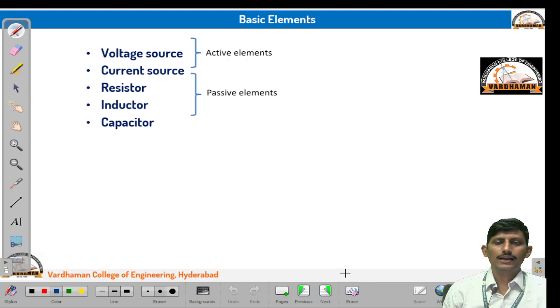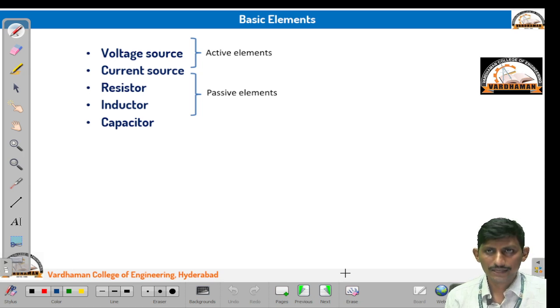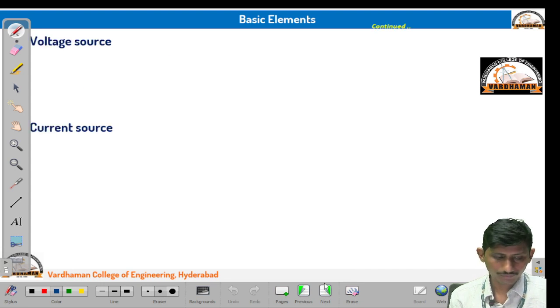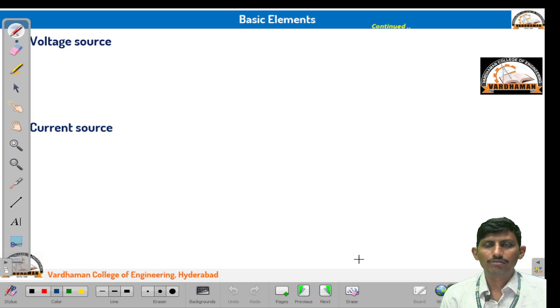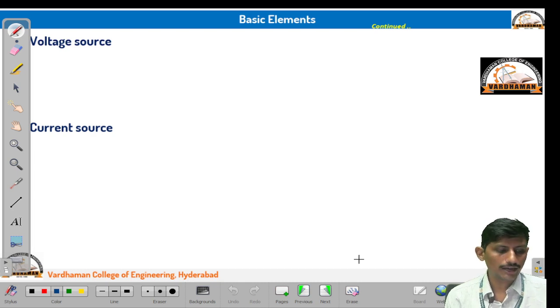Now, let us start in detail about a few basic elements, starting with the sources. As I mentioned earlier, voltage source and current source are active elements, whereas resistor, inductor and capacitor are passive elements. Voltage source and current source can be ideal or practical. However, while simulating or analyzing the properties of these elements, we consider them to be ideal. In the practical case their properties change a little. How they change we will discuss now.